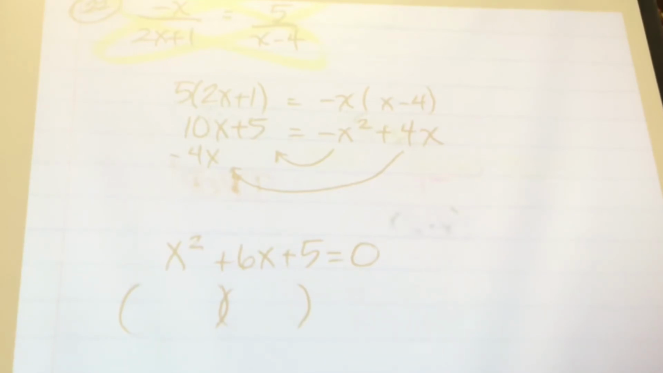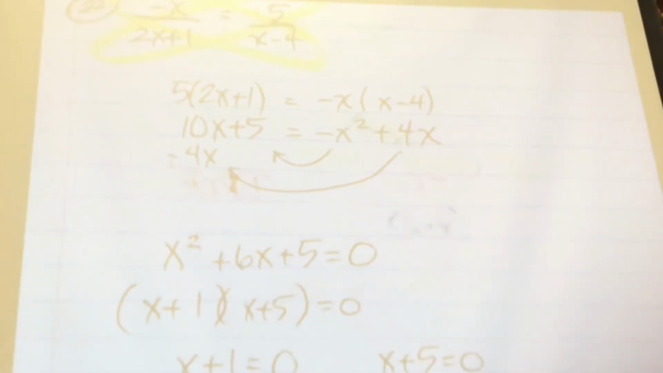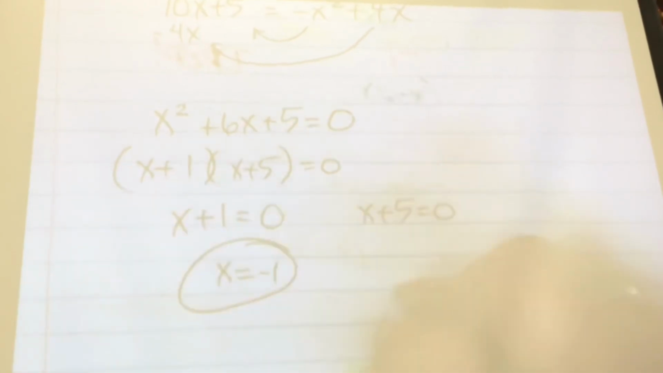Josh, look at me. How do you factor this? You have to factor out. It's x plus 1 and then x plus 5. Good job. X plus 1, x plus 5 equaling 0. So I set each one of these equal to 0. And what do I get, Josh? You get negative 1 and negative 5. Very good.